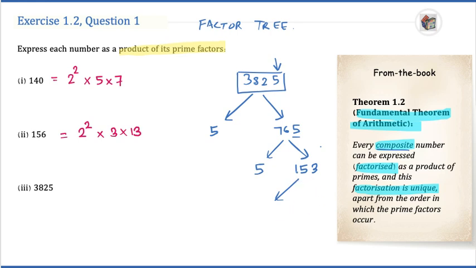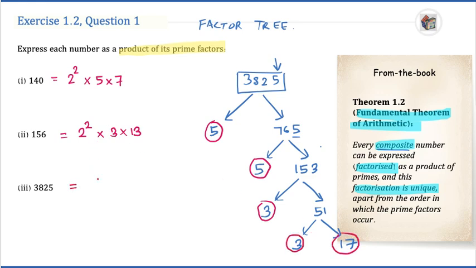Well, if you add the digits, the sum of the digits is 1 and 5 and 3, that's 9, which is divisible by 3. So the whole thing will also be divisible by 3 and the other number would be 51. Now when you break 51, it will be 3 times 17. This is now the stage where all of them are prime numbers. Each branch ends with a prime number.